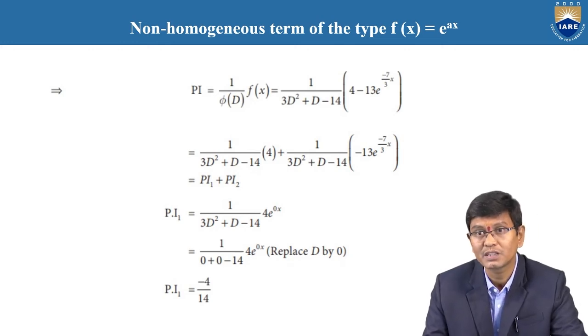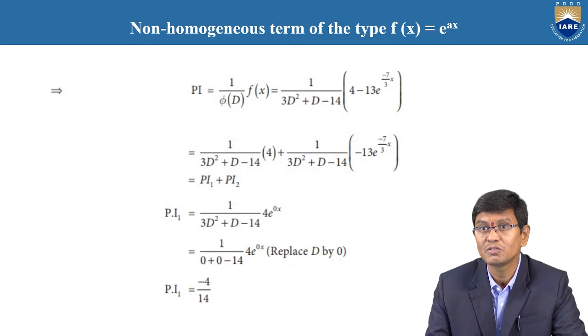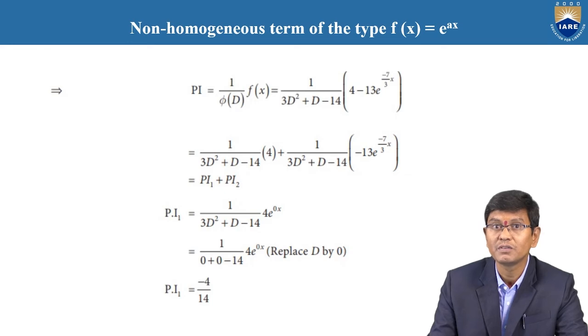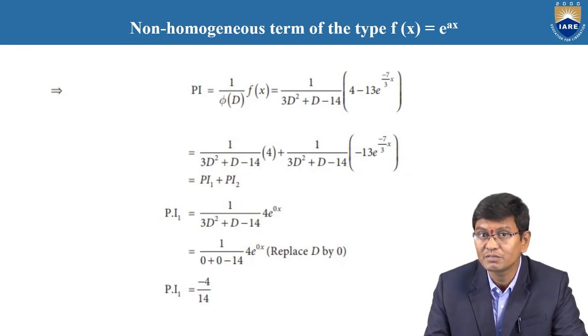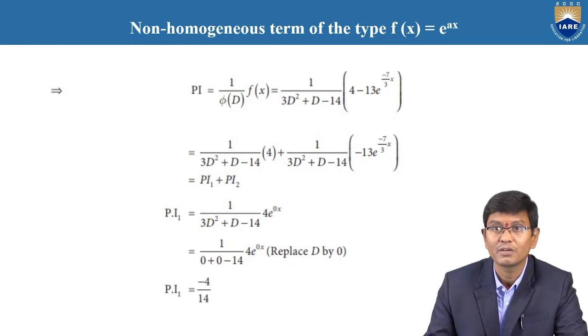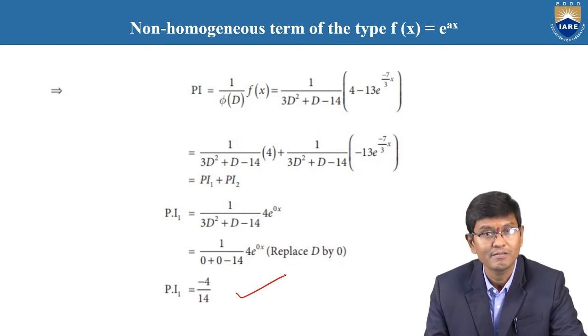Here, two terms are there. Therefore, one of the terms is 1 by (3D square + D - 14) into 4, but there is no exponential, so you treat it as 4 into e power of 0x. Therefore, D is replaced by 0. Therefore, that P1 is nothing but minus 4 by 14.